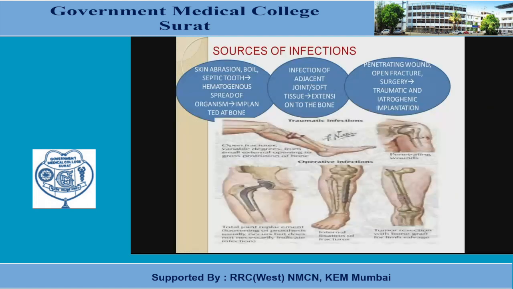These are the sources of infection, like skin abrasion, boil or septic tooth, leading to hematogenous spread of the infective foci and implantation at the bone. Infection of an adjacent joint or soft tissue can extend to the bone, directly from local infiltration or local transfer of the infection. Third is a penetrating wound, open fracture or surgery, traumatic and iatrogenic implantation. So these are the different sources of infection leading to entry of the pathogenic organism into the bone.